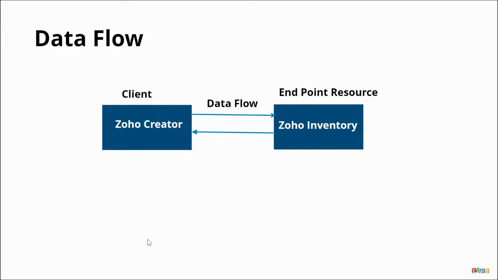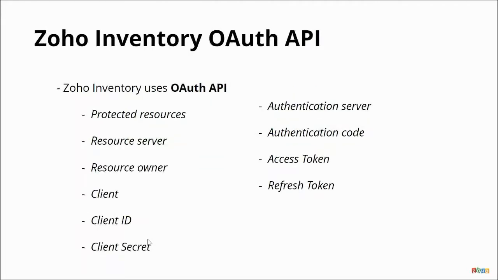If the data flow has to happen within the same account, then you can go with the inbuilt integration task. And if you want the data flow to happen between two different accounts, that is, Zoho Creator is in one account and Zoho Inventory is in another account, then you should go with the concept of OAuth API. So let me explain a few terminologies with respect to OAuth API.